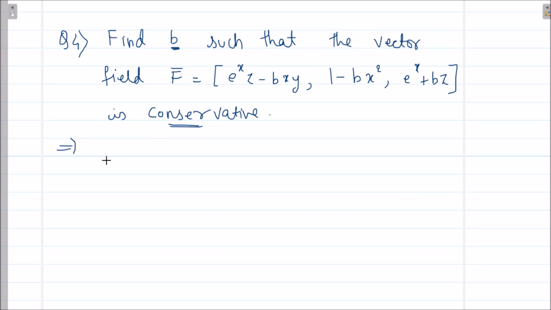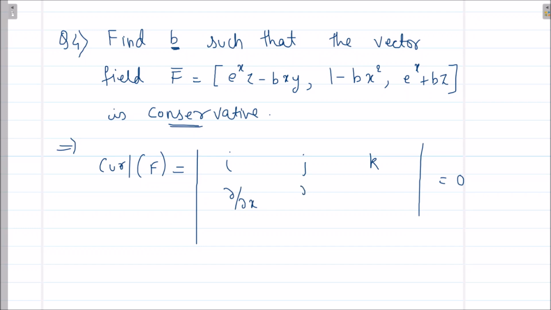Now, when a vector field is conservative, if you recall a theorem in line integral, a vector field is conservative when its curl is 0. So it is given that the curl of this vector field is equal to 0. What is the first vector? The first vector is nothing but the nabla vector, ∂/∂x, ∂/∂y, and ∂/∂z. Here you have e^(xz) minus bxy, 1 minus bx², and e^x plus bz. And now I think this is easy.